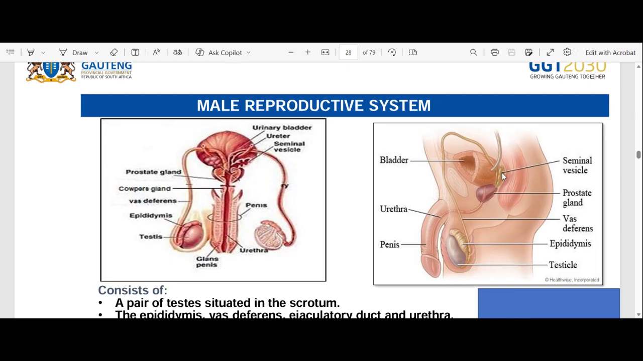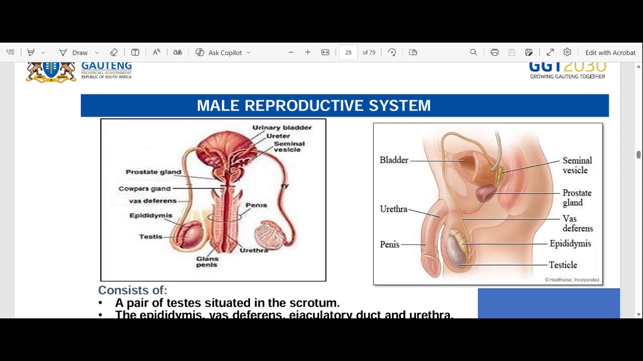Then from our seminal vesicle, we'll go to our next one. Our next one is what? It's our prostate gland. So what's the function of our prostate gland? The prostate gland provides alkaline fluid to the sperm to neutralize the acidity within the vagina. Because without that alkaline fluid, the sperm wouldn't be able to survive within the vagina. I hope that makes a lot of sense.